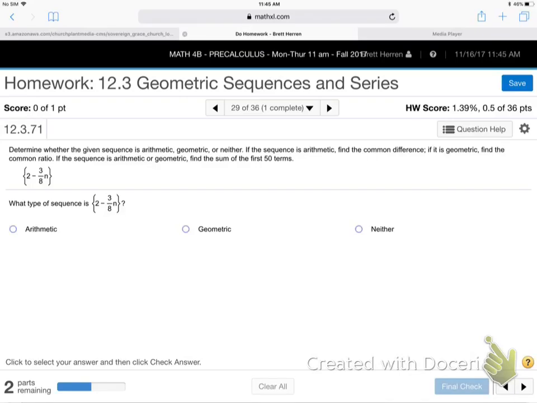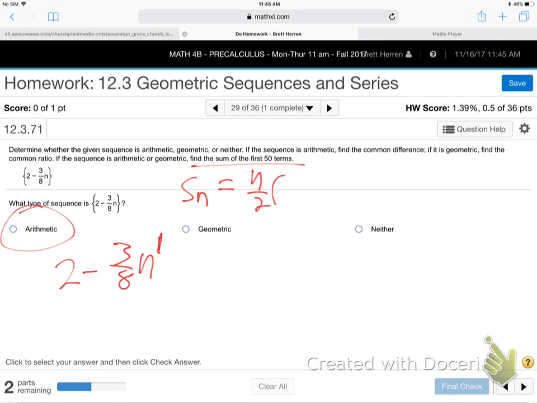Okay, so 29. 2 minus 3/8 to the n. What do you think? Arithmetic, geometric, or neither? Arithmetic. Yep, n to the first power. Arithmetic. And then they want you to find the sum of the first 50 terms. You know what I mean by that, right? You'd use the S sub n arithmetic formula, which is n over 2, a1 plus an, and we did a bunch of those the other day. We need to do that. Find that out. N's 50 terms. A1 is, I don't know, you figure that out. I'm going to move on.